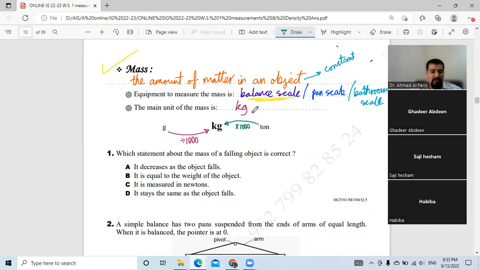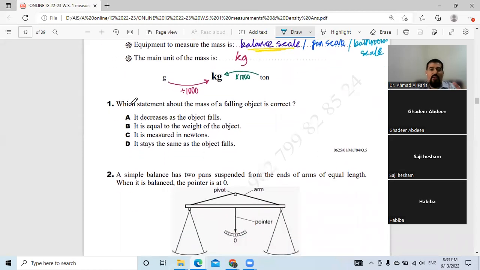Kilograms. Okay. Now let's move on through the multiple choice questions here. Which statement about the mass of a falling object is correct? A. It decreases as the object falls.